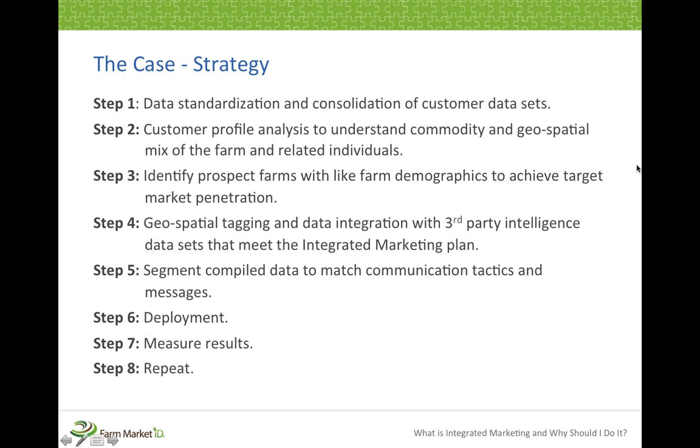So in this case study, the first step as for data quality is to take the data from the client and run it through data standardization and consolidation. This way, many customers may have more than one bill to, definitely more than one ship to, different farm names that they operate under for various reasons. And so step one, you want to consolidate everything down to identify who your key customer is and all the related data associated to it. Step two then takes and draws that customer profile.